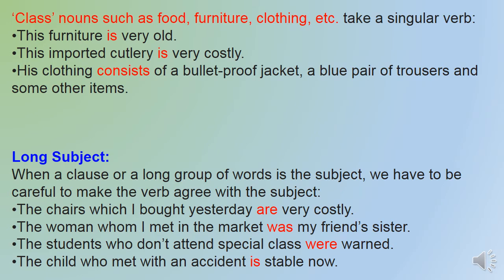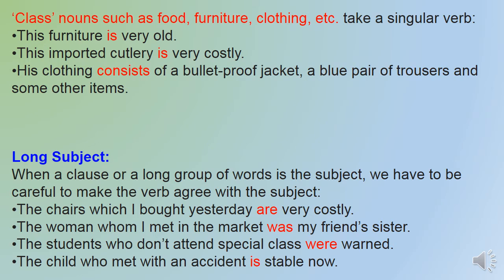Children, next is the class nouns. Class nouns such as food, furniture, clothing, etc. take a singular verb. For example, this furniture is very old. This imported cutlery is very costly. His clothing consists of a bulletproof jacket, a pair of trousers and some other items. So here you can just notice the words which I have marked in red are all singular verbs. That is with respect to the class nouns like food, furniture, clothing, etc.